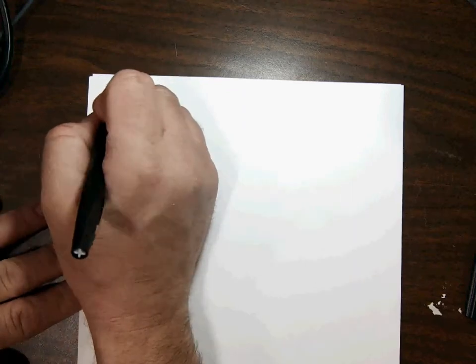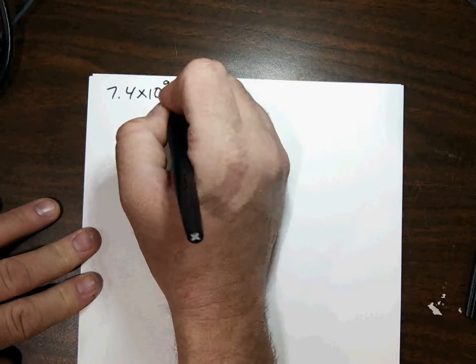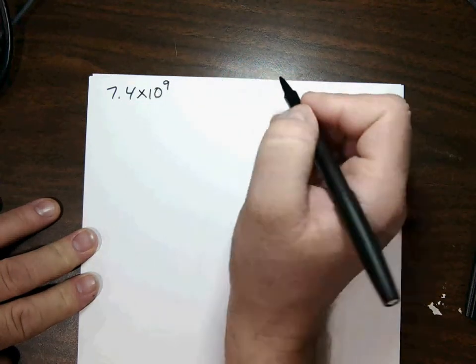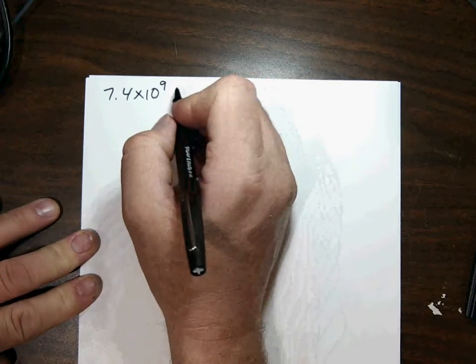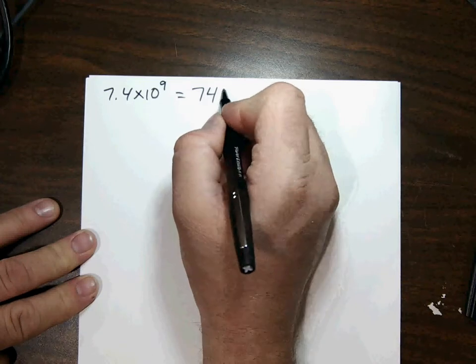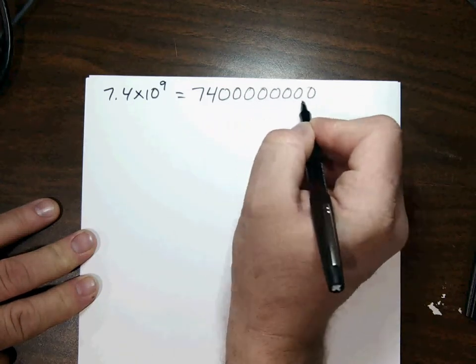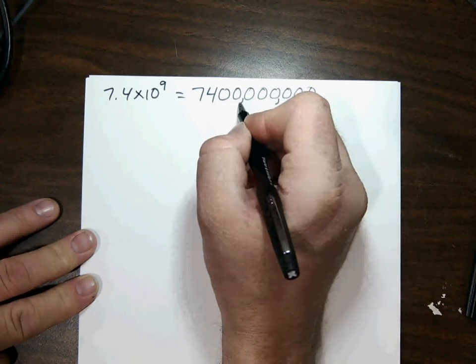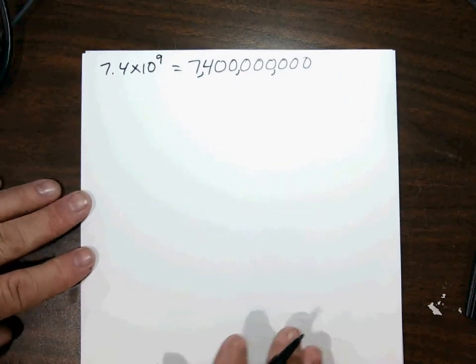All right, let's do a couple more. Let's take 7.4 times 10 to the 9th power, and let's expand that back out. Okay, so I'm going to move that decimal 9 places to the right. First place gets me past the 4. I need 8 zeros here. 1, 2, 3, 4, 5, 6, 7, 8. Go back and fill in my commas. I've got 7,400,000,000.